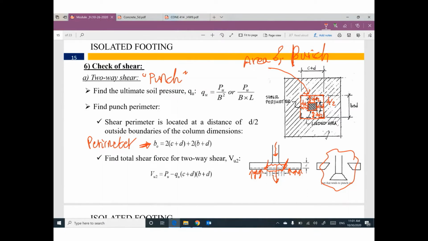So first step, to check the punch, we need to figure out q ultimate. Do you remember the value of q ultimate? It equals P ultimate, 1.2 dead load plus 1.6 live load, divided by area of footing. If the footing is a square, so B squared. If the footing is a rectangle, B times L. So the denominator is area of footing.